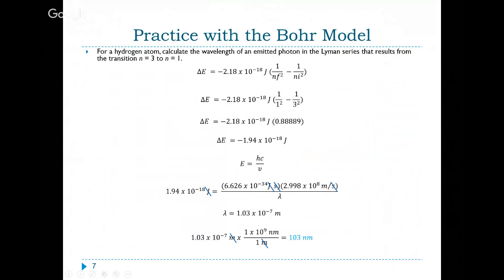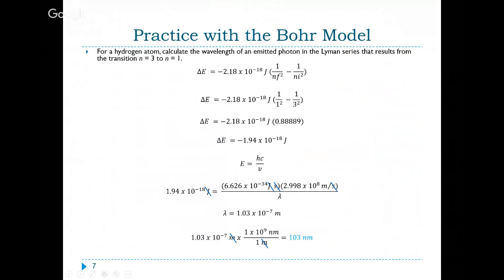We want to be careful not to try and combine like terms as a denominator. You're not allowed to do that. So we can't just say 1 over 1 minus 9, right? That's not the way that works. It's 1 divided by 1 minus 1 divided by 9. That's how we get to this value. Multiply these two together. We end up with an energy of the transition, negative 1.94 times 10 to the negative 18th joules. So it asks for the wavelength.